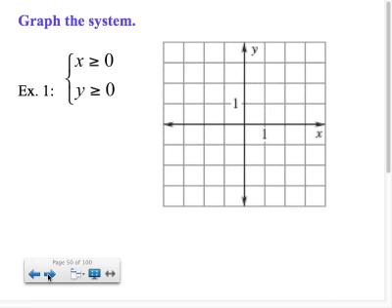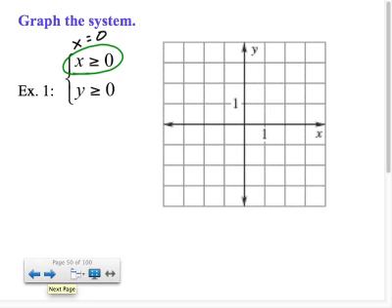Now I have the luxury here on the screen of having different colors to coordinate, which is nice. You're going to have to do a good job of keeping track of things on your own paper, and you'll see what I mean in a second. So the first thing is just graph the first inequality. x is greater than or equal to 0. Well, remember, your boundary line here is x equals 0.